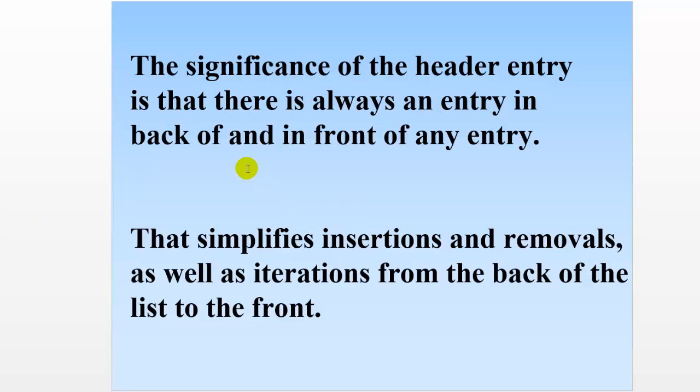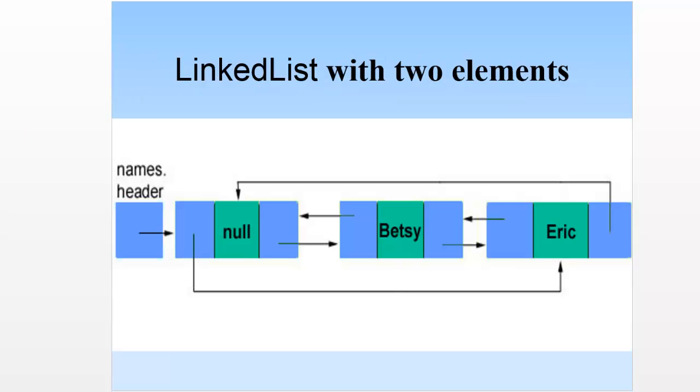The significance of the header entry is that there is always an entry in the back of and in the front of any entry. That simplifies insertions and removals as well as iterations. So you'll notice that when we get to the ending element, its next does not point to null itself. It points to this header element. This header entry has null as the element that lives at it, and it doesn't count as an element of the list, but it's used as a good thing to point to. So Eric points to that, and then Betsy can point to previous.